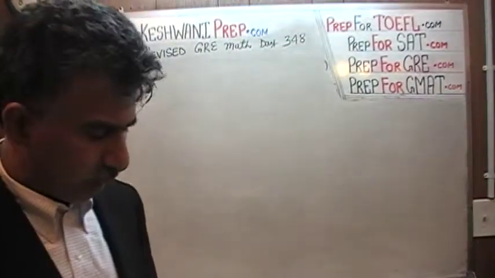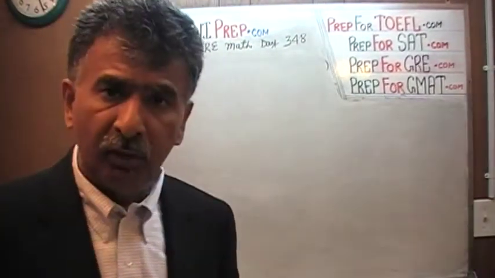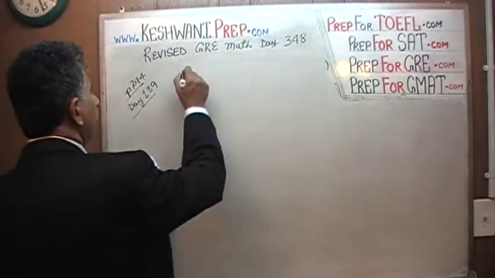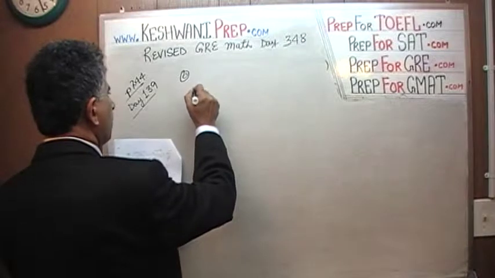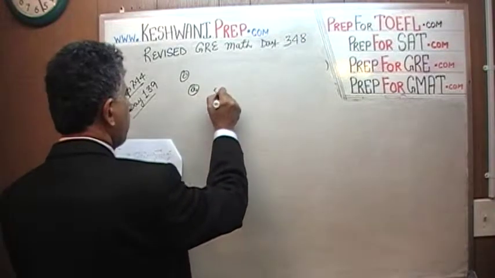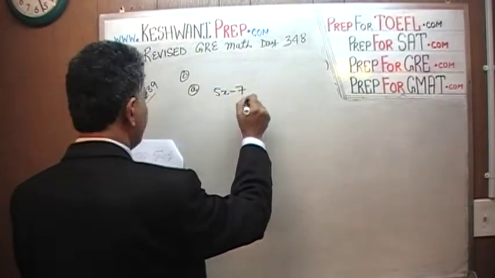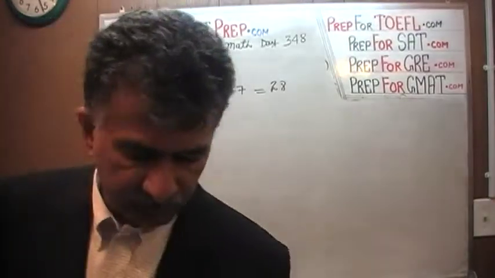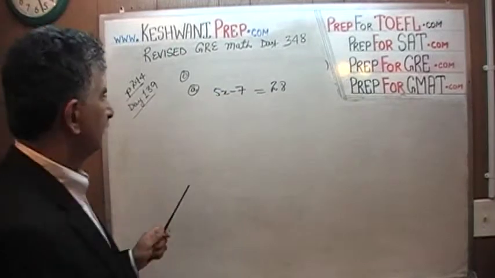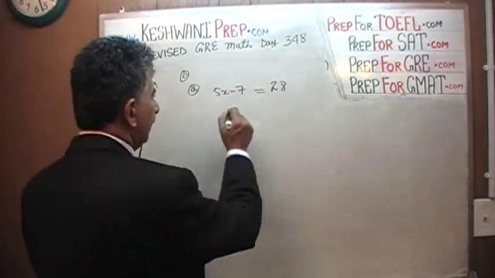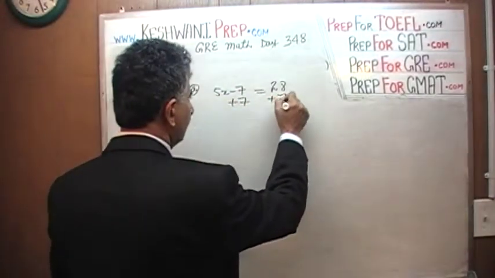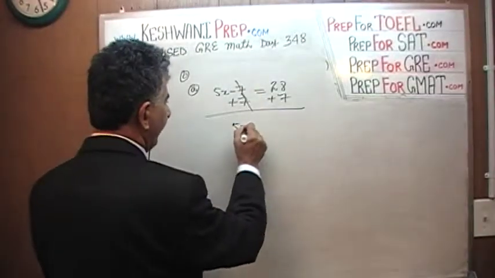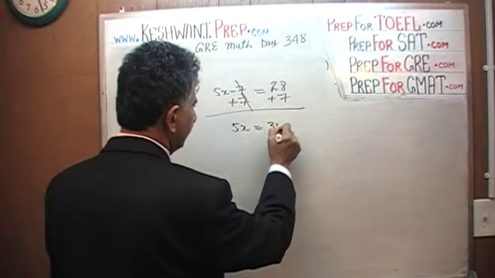In problem number 6, we have to solve simple linear equations. The very first one is 5x minus 7, we are told, equals 28. And of course we have to solve for x, which means we want the x by itself. So we have to get the 7 to that side. We add 7 to both sides. And that brings this 7 over there. 7 cancels out. And 5x equals 28 plus 7, which is 35.